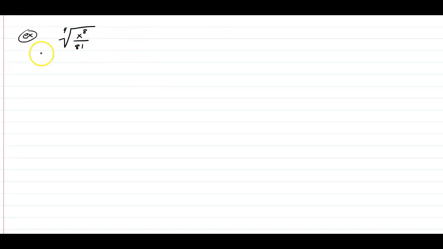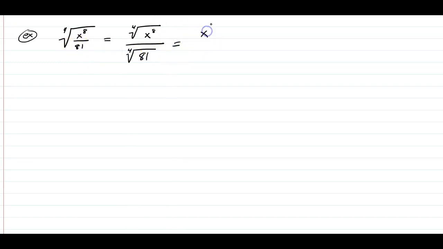Alright, our next example, the fourth root of x to the 8th over 81. When we have a fraction underneath, we can rewrite it as the fourth root of x to the 8th over the fourth root of 81. So these two things are equivalent.